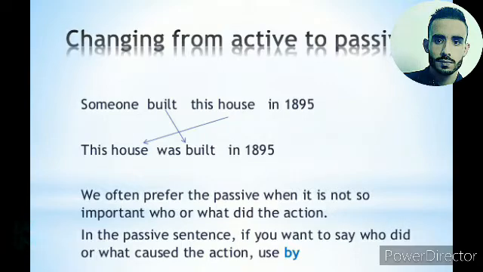So for example, here we have the simple past, then we need to conjugate the verb to be into the simple past, that is was. And the past participle of the verb we have. So we have built, which is the simple past, and the past participle of this verb is built. So this house was built. Since here the subject is someone, it's not important to know who the subject is, so we don't need it. So if we want to add the subject, we add the preposition: by someone in 1895.